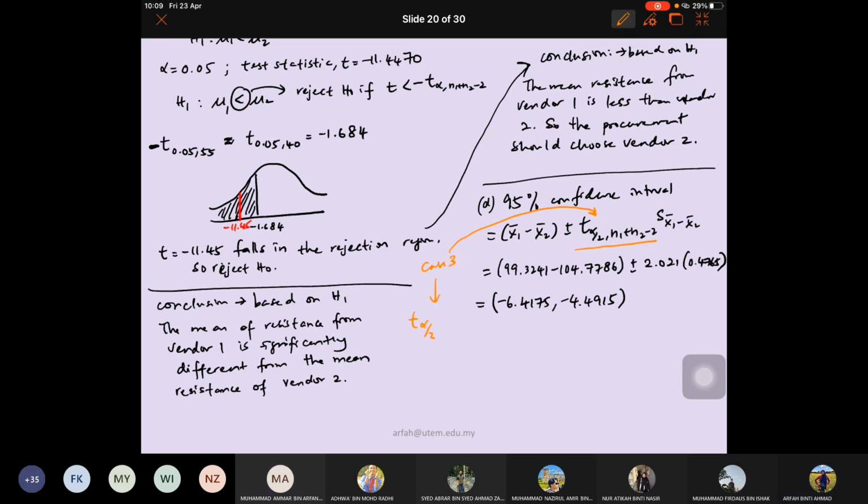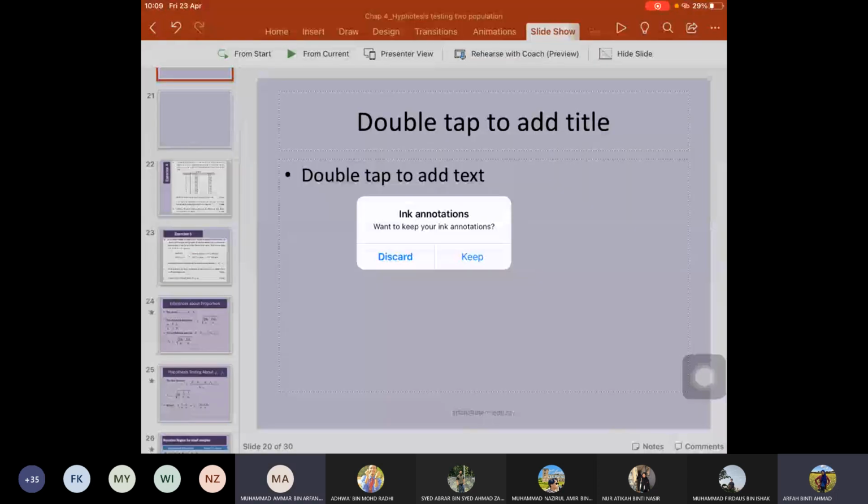And the others are done too. So if everyone is done, we continue next week. See you next week, God willing, if we live long. So I hope everyone is done.